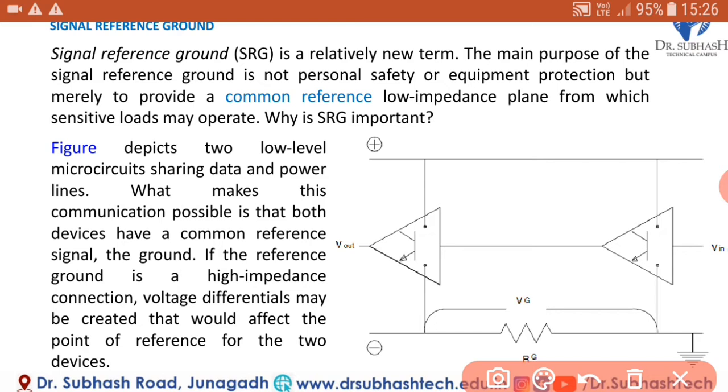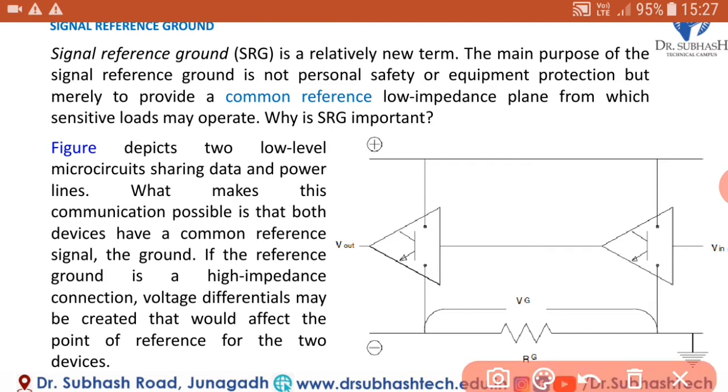The main purpose of the signal reference ground is not personal safety or equipment protection, but merely to provide a common reference low impedance plane from which sensitive loads may operate. It means the main purpose is to provide a low impedance path and a common reference. Why is SRG important?